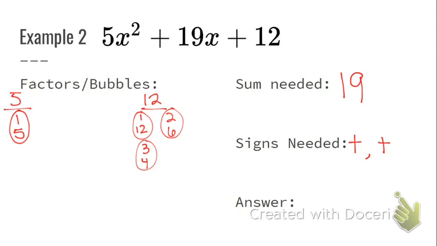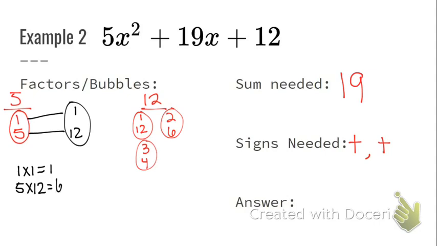So I'm going to place the bubbles over here as I'm trying them. So as I try 1 and 12, if I take 1 times 1, I would get 1. If I take 5 times 12, I'm going to get 60. Is that going to add up to 19? Hopefully you're telling me absolutely not. That's not going to work.